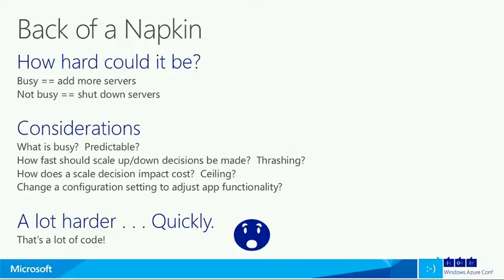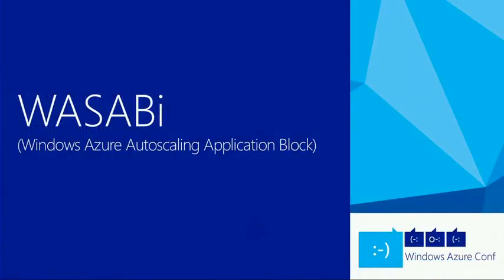So a decision maybe is not to add more instances, but instead to make a configuration setting change to change some functionality of my site, maybe changing what users can do to help offset some of the load that's going on. So as you can see, there's a lot of considerations to really take into account here, and it gets a lot harder, a lot quicker. We have to write a lot of code.